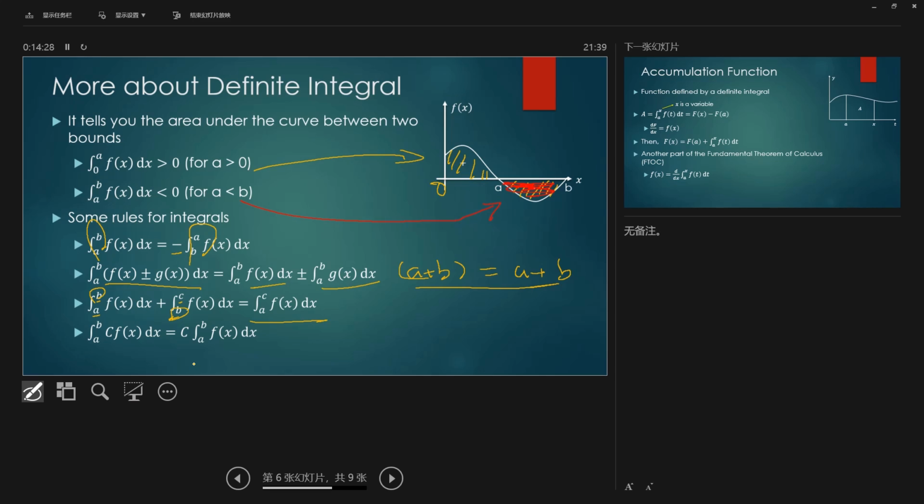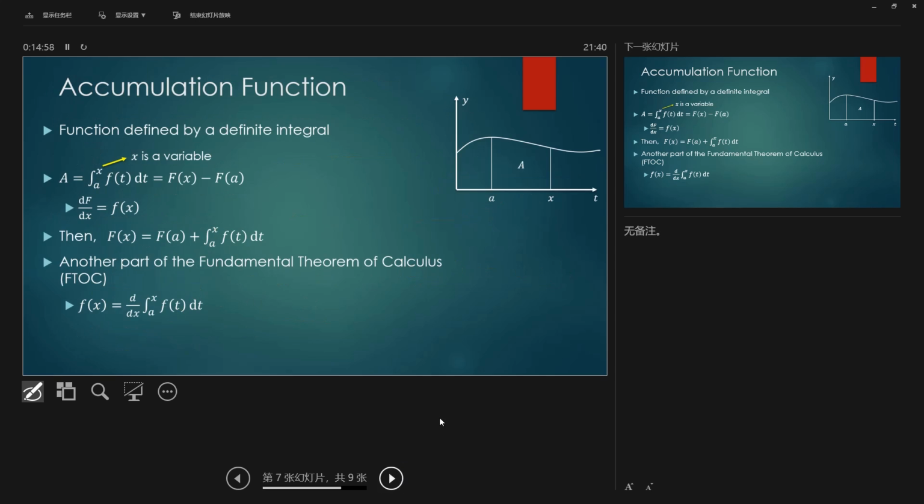So for the last one, we have a constant c here. So c is a constant, alright? I hope you remember that. C is a constant, but if it is inside the integral, we can move it out of the integral, okay? And we can just write, the integral from a to b of c times f(x) dx equals c times the integral from a to b of f(x) dx. Okay, pretty simple, right?